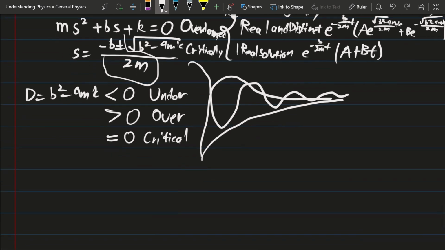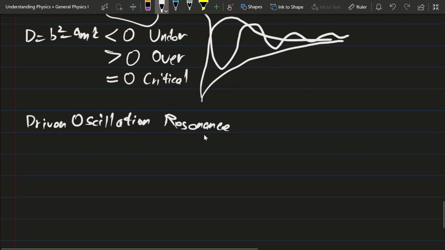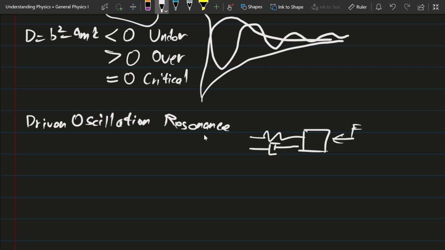After we have discussed a lot about damping, sometimes you would also give the object an additional force. This is what we call the driven oscillation, and later we could also describe resonance. So let's say you have an object here, there's a spring, there's also a damping system here, and then I apply a force.